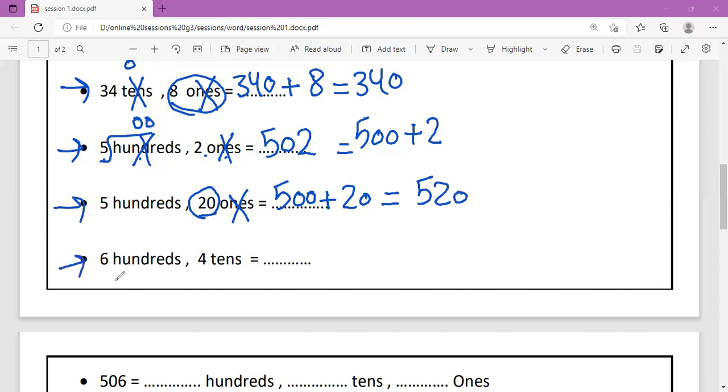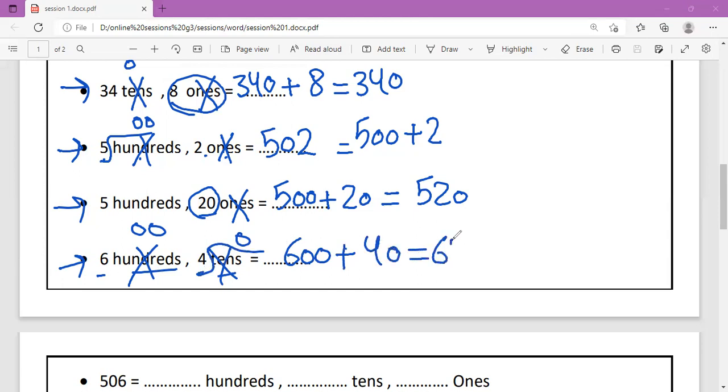Okay. This one, 6 hundreds, 4 tens. Tens has only one zero. Hundreds has two zeros. So 600 plus 40 will give you 640. That's right. Okay, so let's go down with you.